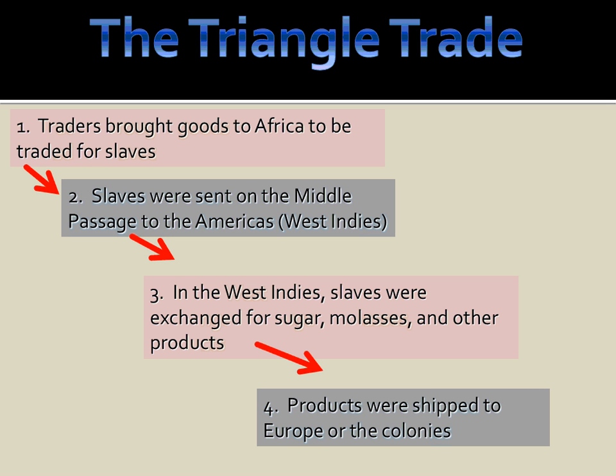So again, step one, slaves are traded in Africa. Human cargo is purchased and bought. Step two, the slaves are shipped across the South Atlantic to the Americas. Step three, the slaves are now working on plantations. Step four, the materials they produce are shipped back to Europe so that European merchants and bankers can generate a profit.